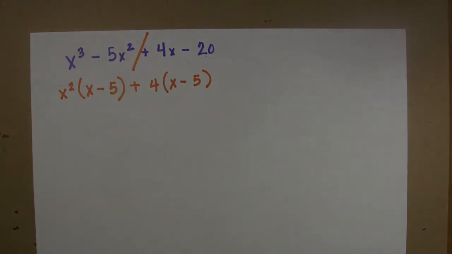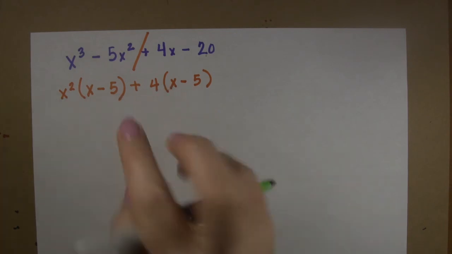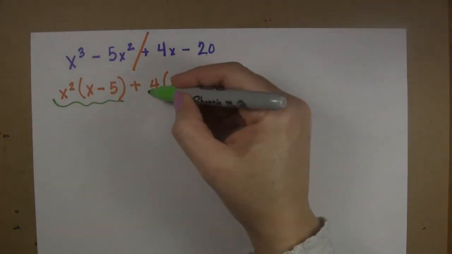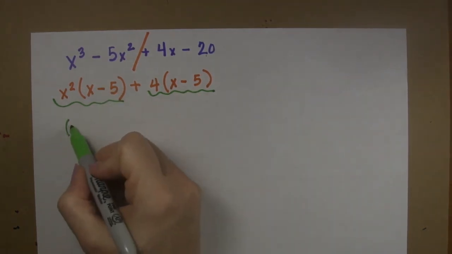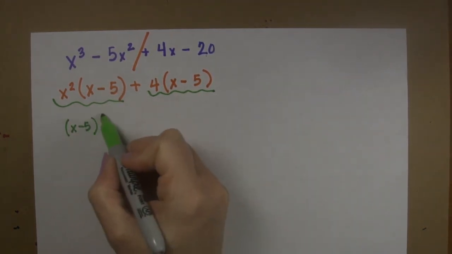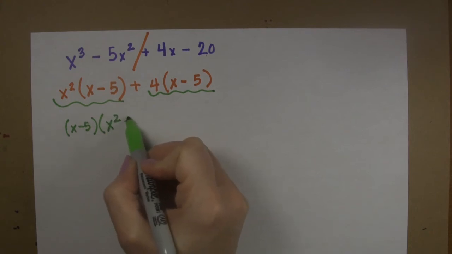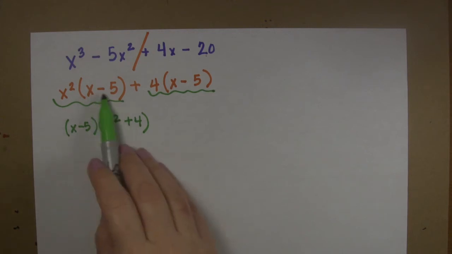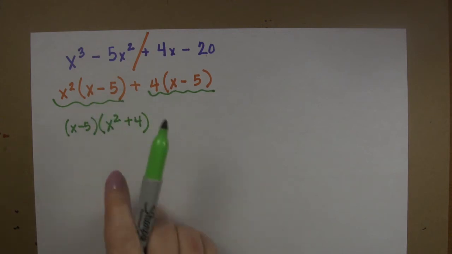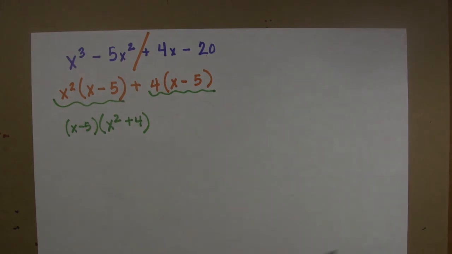So our next step is to suck those out of both of these terms. Think of this as a whole term. This is a whole term. Now we're sucking that out. So that'll be x minus 5 times x squared plus 4. So notice that our plus and minus signs, those all wind up inside the parentheses. And so we have two things that multiply together.